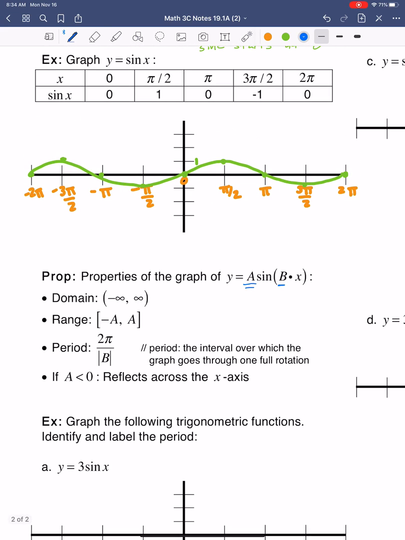So what I mean by that is, check out this one we did above, right? We went through one full cycle by the time we got to 2 pi, right? So one full cycle is up, back down to 0, down to negative 1, and then back up, right?